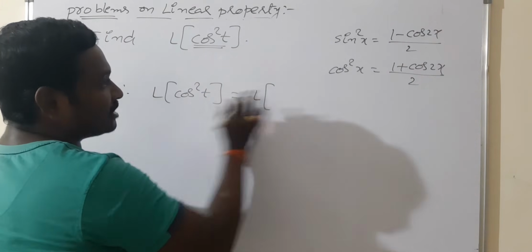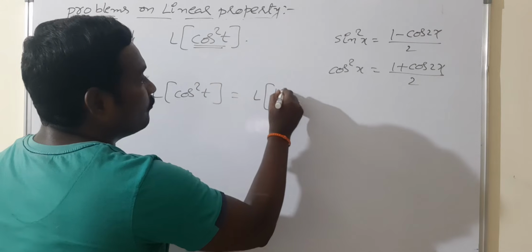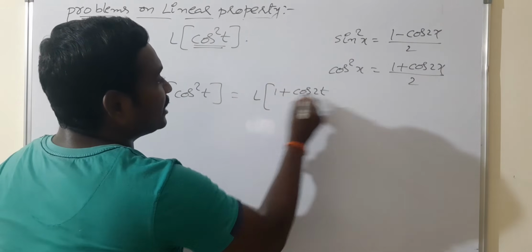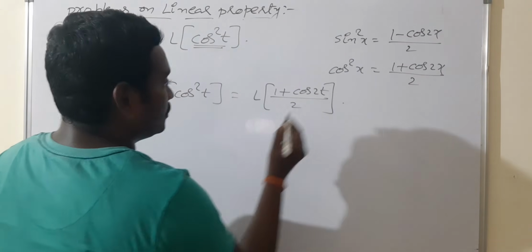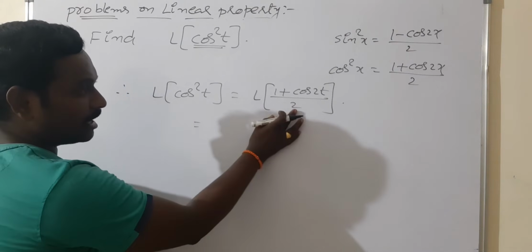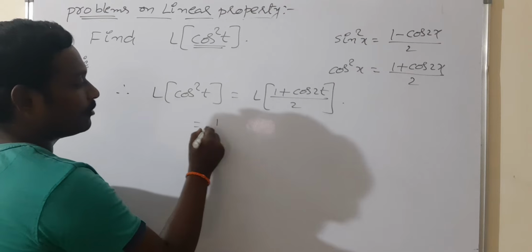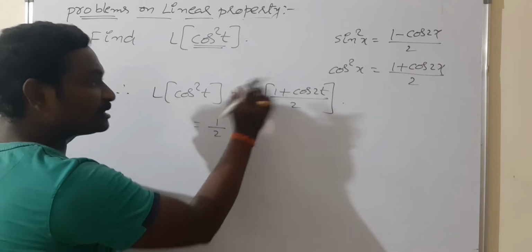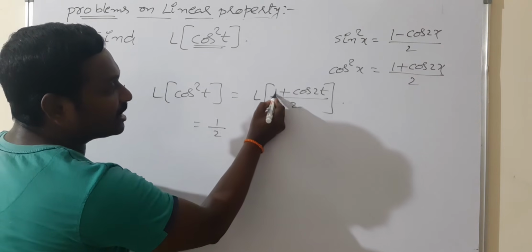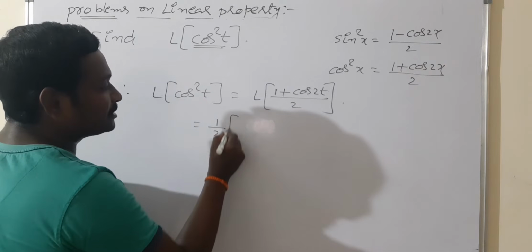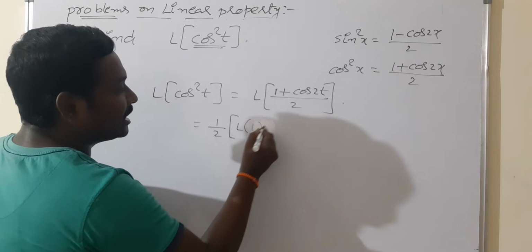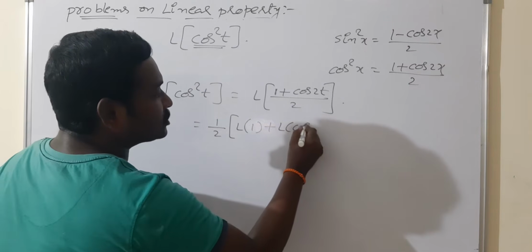L of, what is cos square t by using this formula? 1 plus cos 2t by 2. So in the denominator we have 2. So take 1 by 2 outside from Laplace and take this Laplace inside, because inside we have two functions in addition. So split the terms by using linear property. L of 1 plus L of cos 2t.